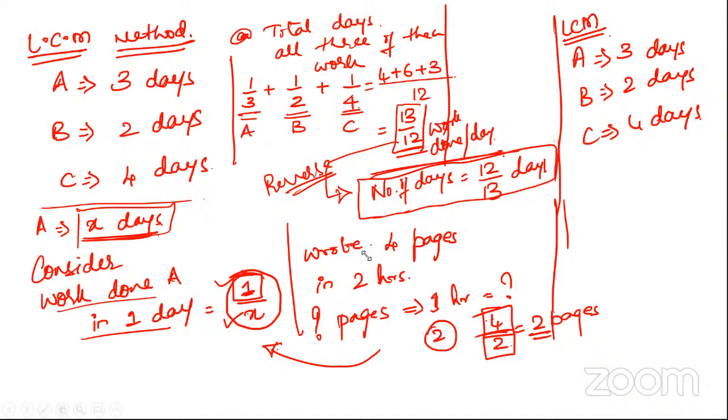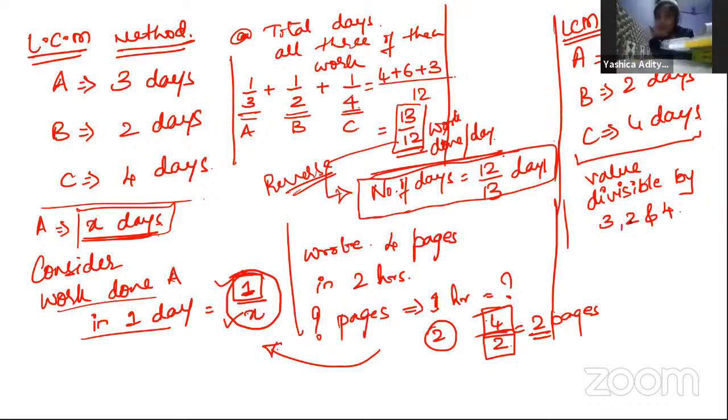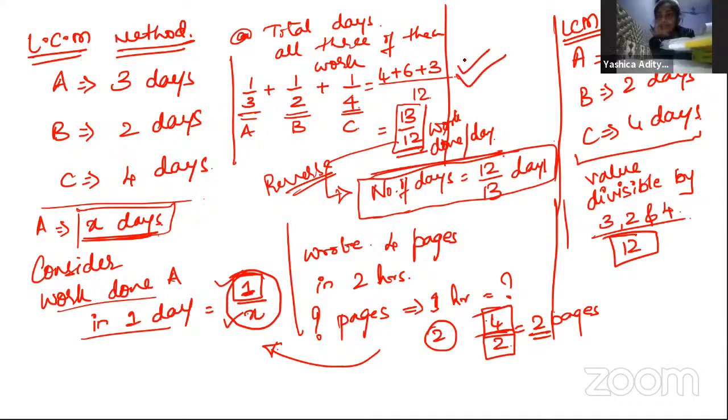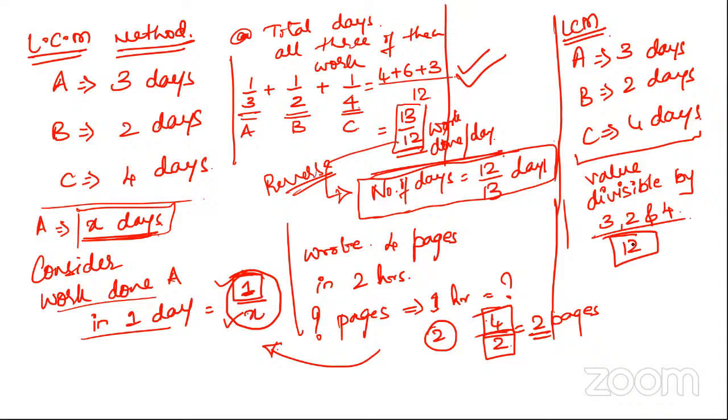So first and foremost, I am going to consider a value, listen to me carefully, which is divisible by 3, 2, and 4. 12. Now please remember, this 12 is the same value that you found in the LCM when you were adding the fractions. So that is the 12 that I'm finding even here.